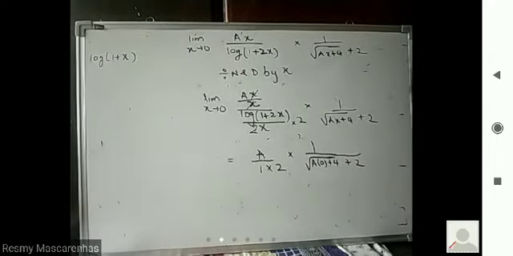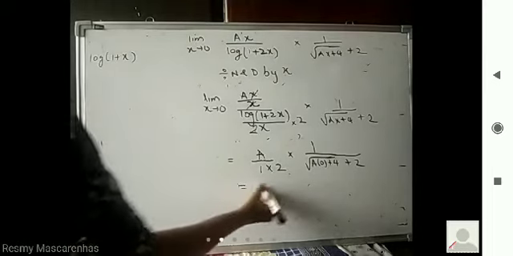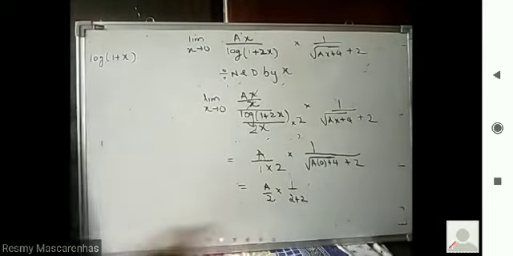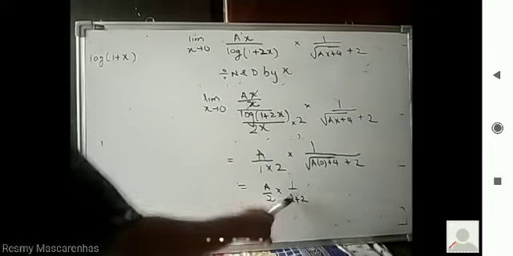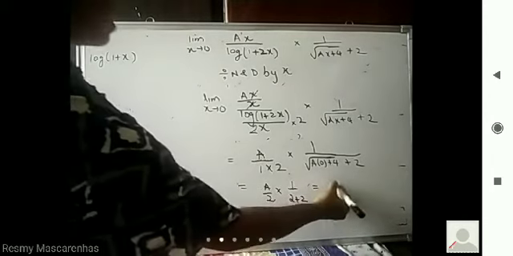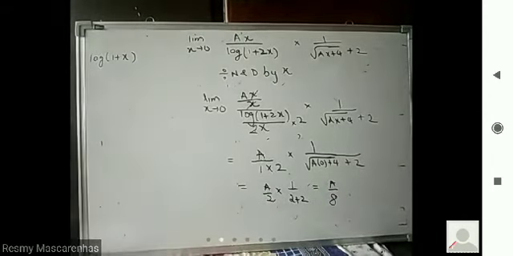And now calculate. A into 0 will be 0. Root of 4 will be 2. So this will be a upon 2 and this will be 2 plus 2, because root of 4 will be 2, and this 2 plus 2 will be 4. 4 into 2 will give you 8. So your right hand limit is a upon 8.